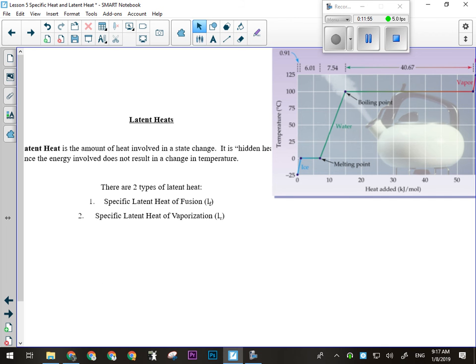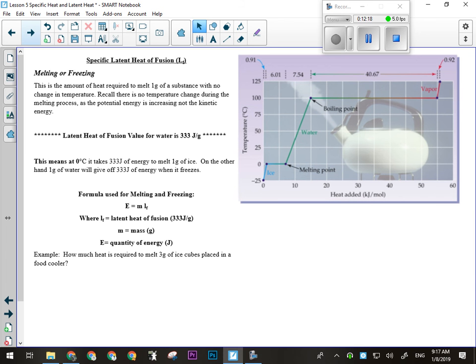There's latent heat of fusion, which has to do with melting and freezing. And there's specific latent heat of vaporization, which has to do with vaporization and condensation. Each one of these has to do with a specific type of state change. Everybody okay with that? All right. So we'll first talk about latent heat of fusion. This is what happens with melting or freezing.